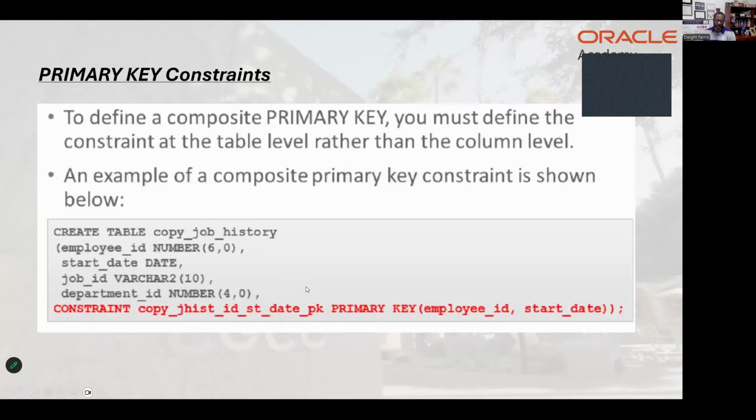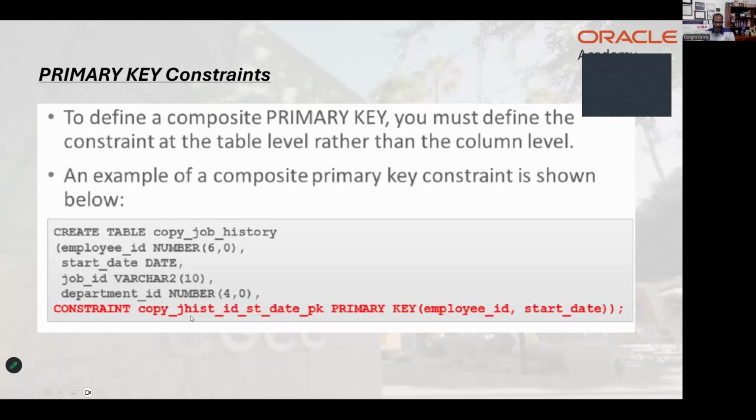If you have a composite primary key, which means it's more than one column, you will see this. Basically, you want to do that at the table level because since it's composite, it's easier to name it, and you see the long name. Copy, that's the name of the table. Copy job history ID, state, start date. Job history ID and start date are your primary key.